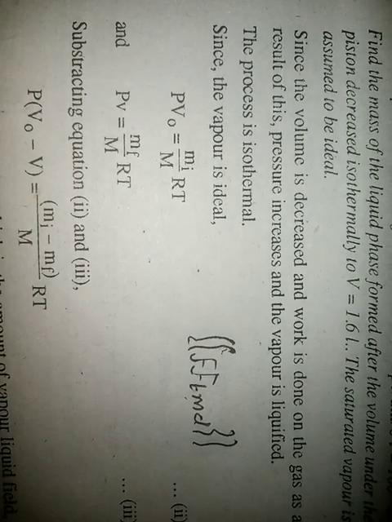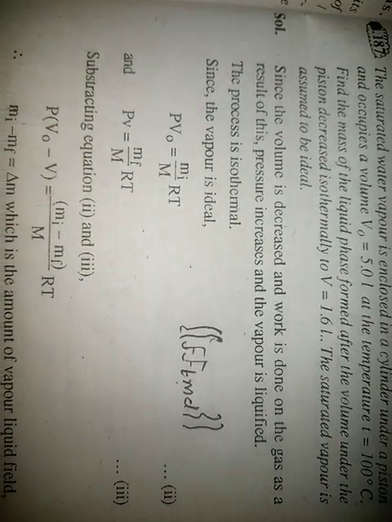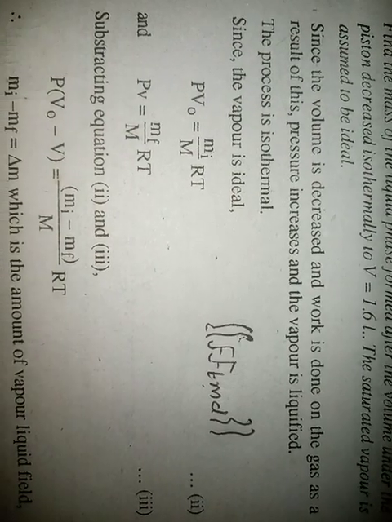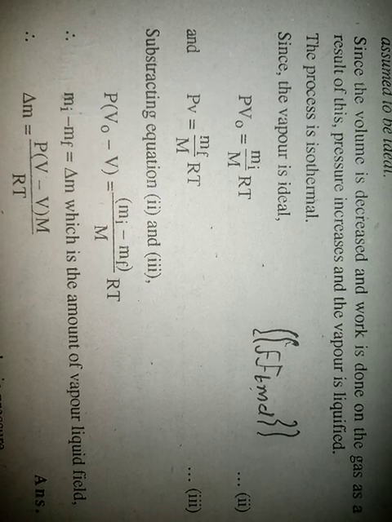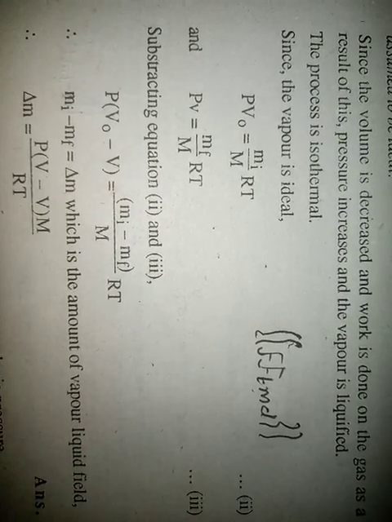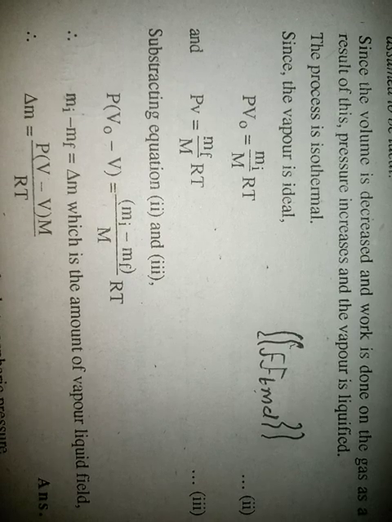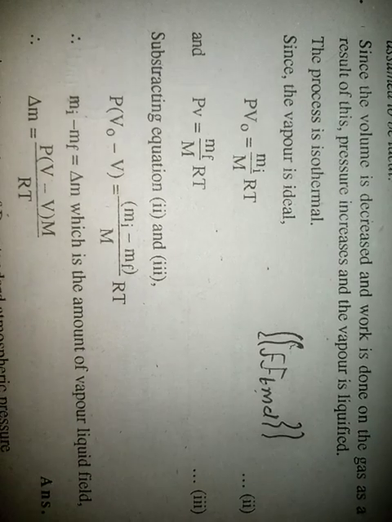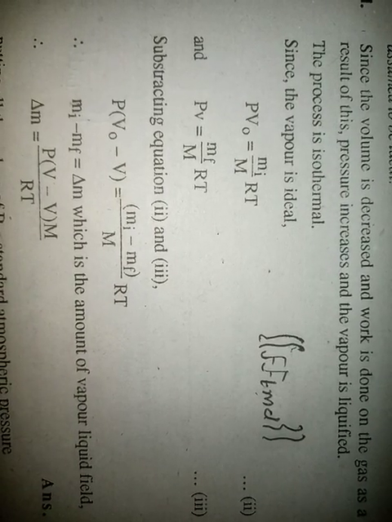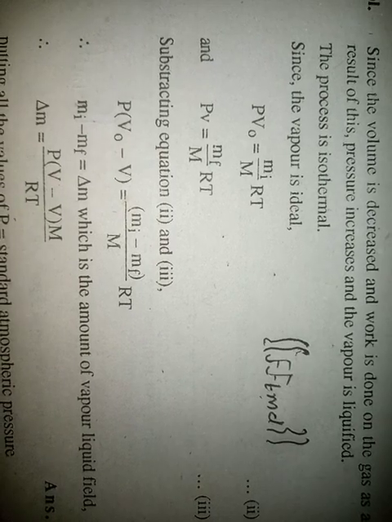Since the volume is decreased and work is done on the gas, as a result of this, pressure increases and the vapor is liquefied. The process is isothermal. Since the vapor is ideal, hence P into V0 equals Mi by M into RT, equation 2, and PV equals Mf by M into RT, equation 3.